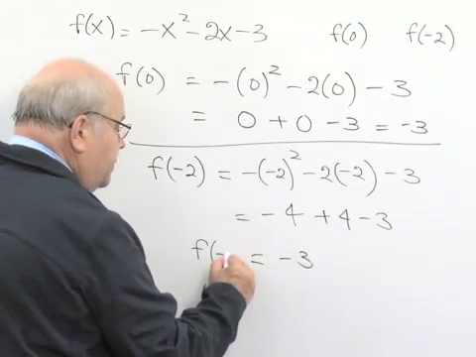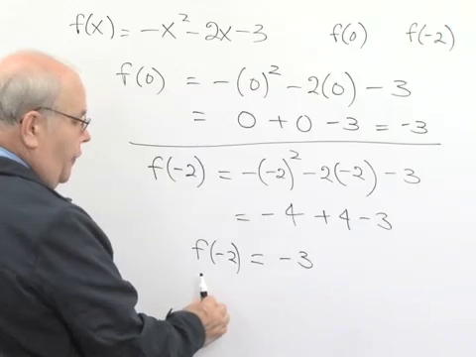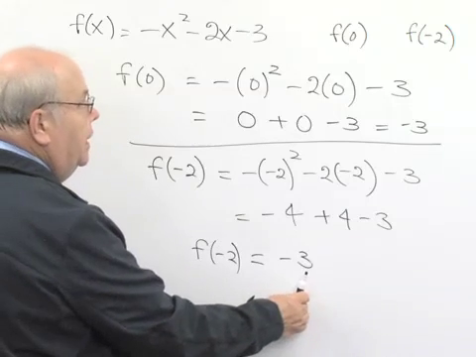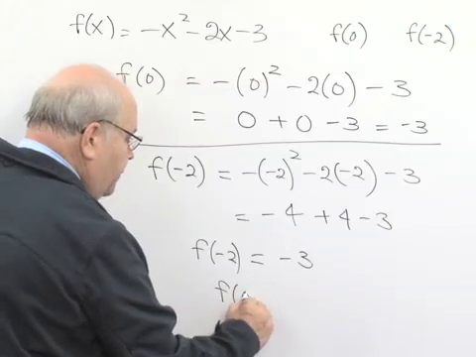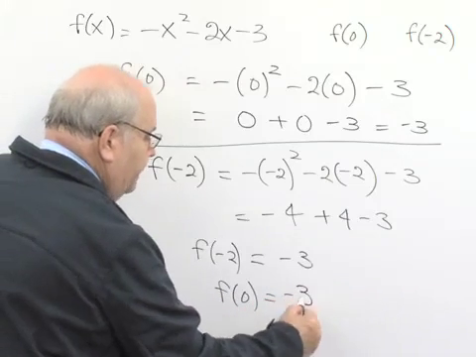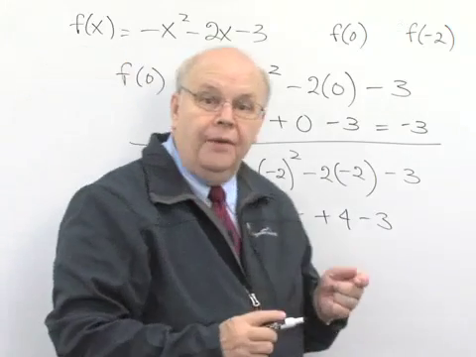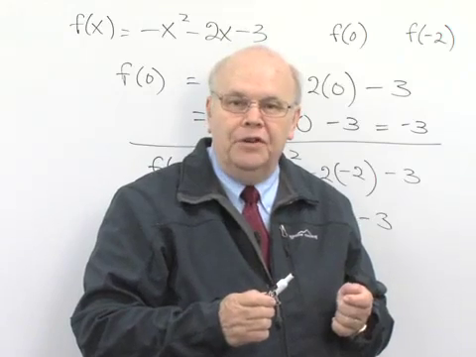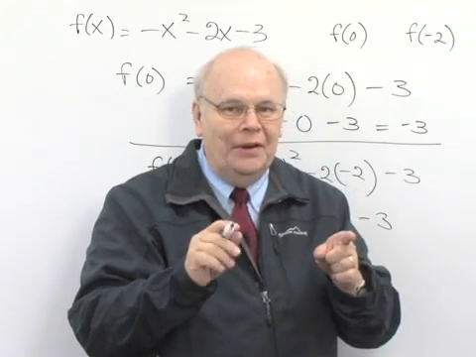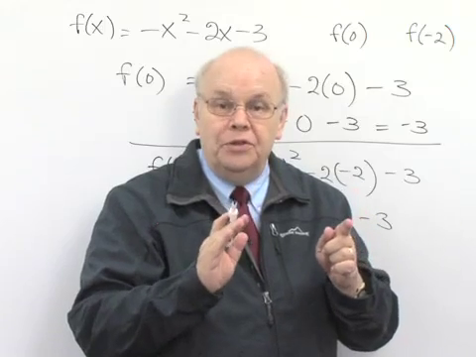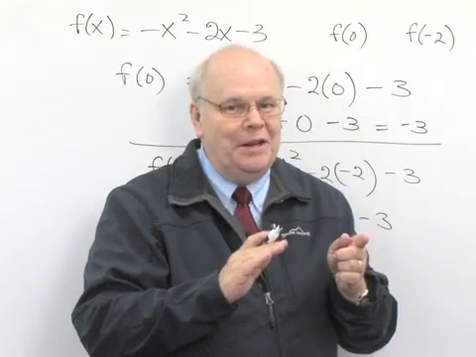So we've discovered something interesting. The function value of minus 2 is negative 3, as well as the function value of 0 is minus 3. We have to be very careful when evaluating functions. When you replace x by a number, put a parenthesis around it, and be very careful with your signed operations. It's easy to make a sign error.